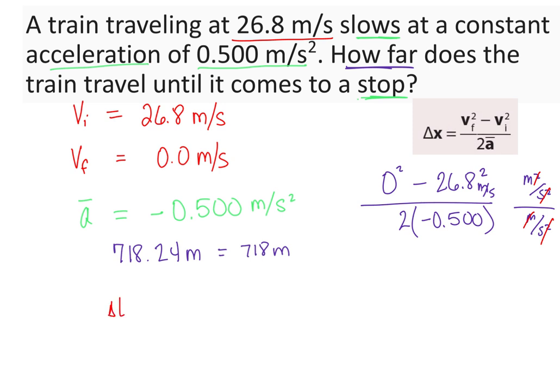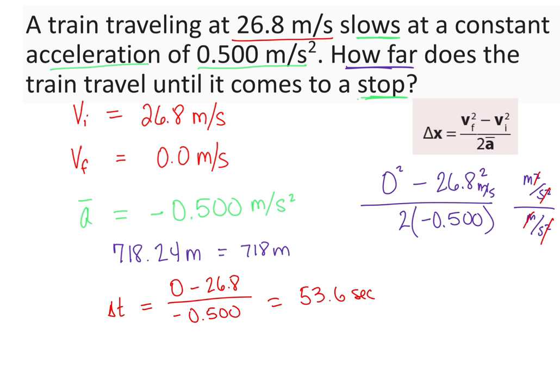So if you wanted to figure out your change in time, you're going to say, well, my final velocity minus my initial velocity divided by my constant acceleration is going to equal my time. So you should get 53.6 seconds there.